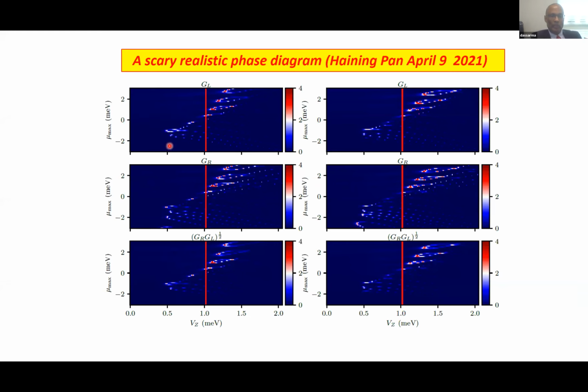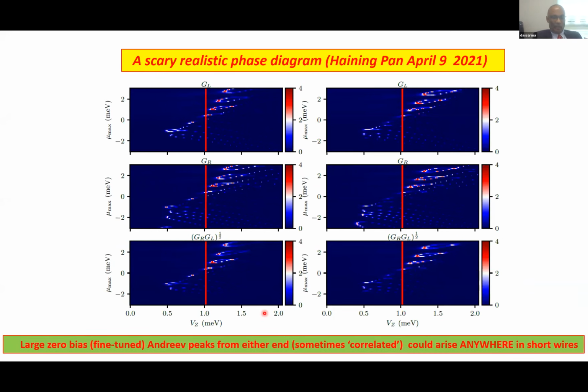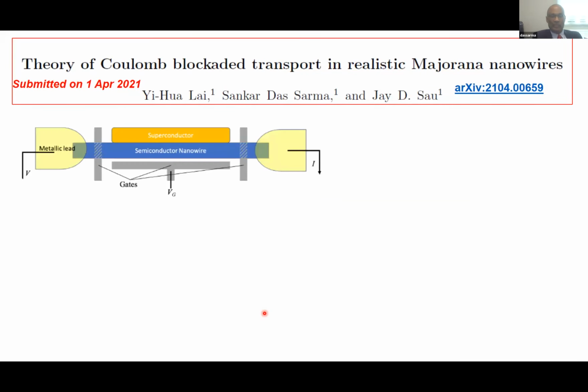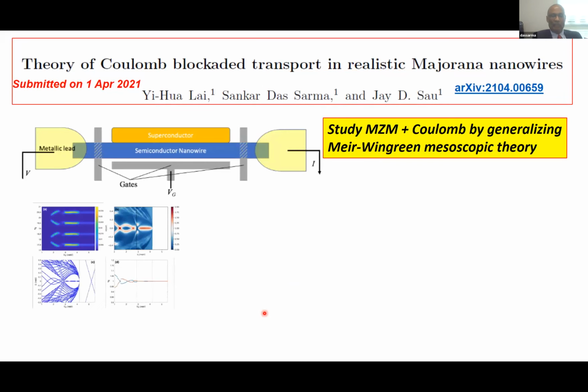In the non-topological regime, in the topological regime, it's a mess. It's like disorder is producing them everywhere, right? So large zero bias peak, fine-tuned from either end. This is all in short wires, okay? Not much hope to see something in short wires. I'm sorry, I'm going to skip this. You will be unhappy, but there is really no time to explain this.